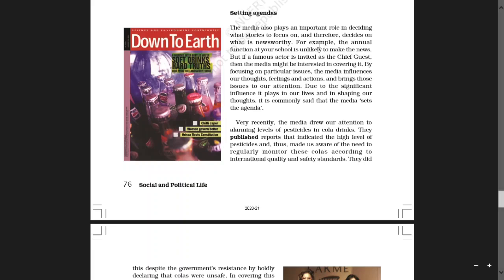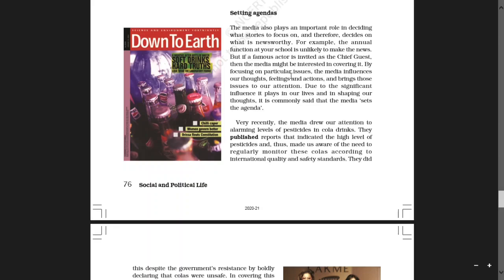For example, the annual function at your school is unlikely to make the news. But if a famous actor is invited as the chief guest, then the media might be interested in covering it. So, as an example, the annual function at your school is unlikely to make the news. Here, the interest of the people also becomes less. But if a famous actor is invited as the chief guest, then the media might be very interested in covering it.